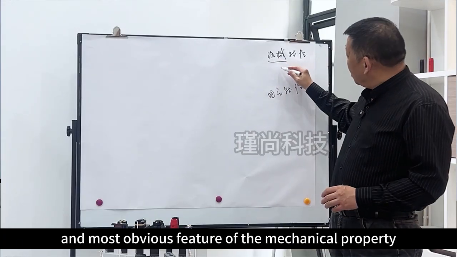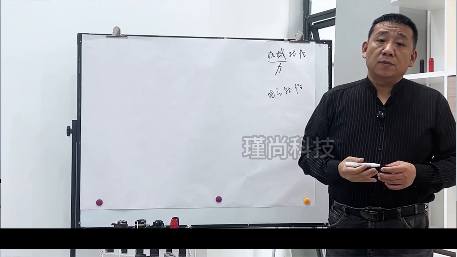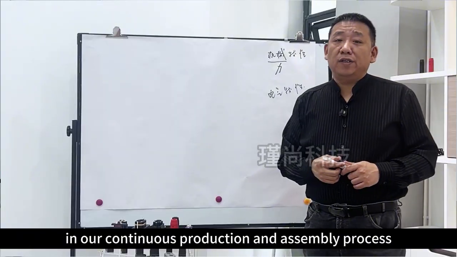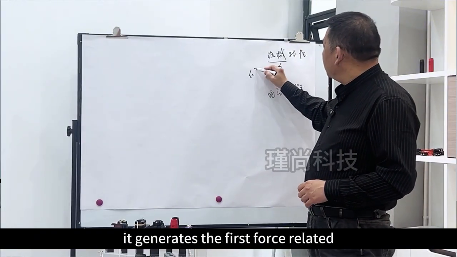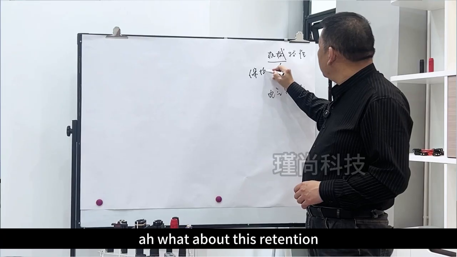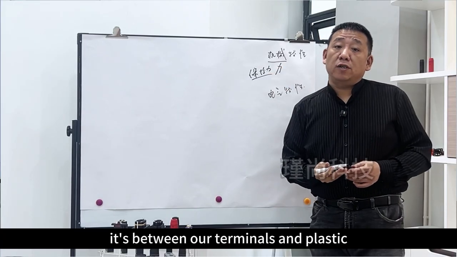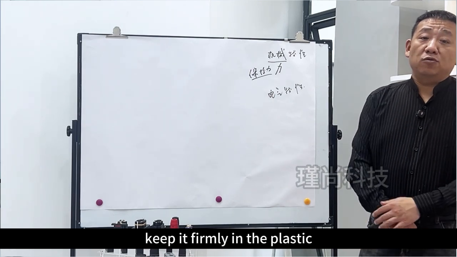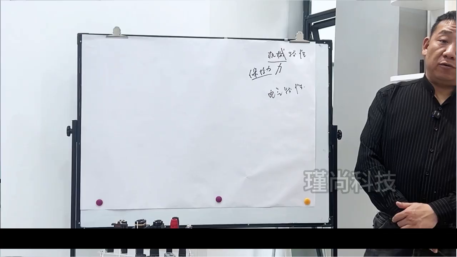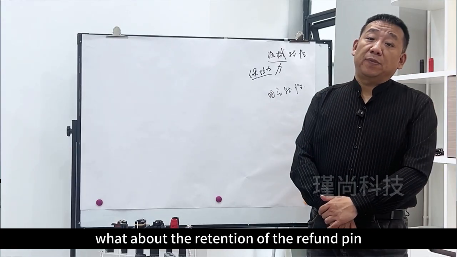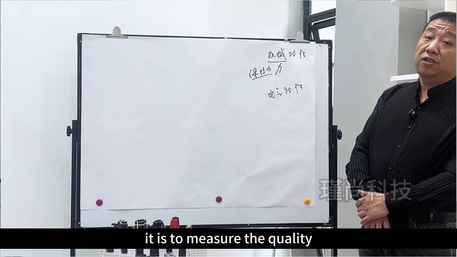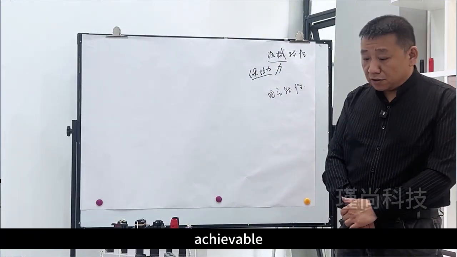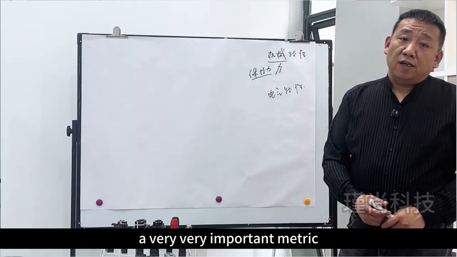The biggest and most obvious feature of mechanical properties is force. In our continuous production and assembly process, the first force generated is called retention. This retention is between our terminals and the plastic. How can the terminals be kept firmly in the plastic, not withdrawn or loosened by mistake? The retention of the terminal pin measures the quality and stability of our connector products, and the function. It is a very, very important metric.